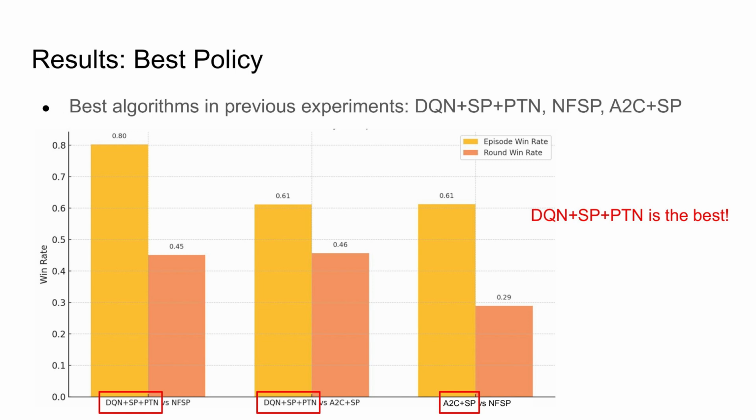To identify the best policy, we compared the three best policies from the previous experiments. The chart shows the episode win rate and round win rate of the left agent. As a result, DQN with self-play and pattern analysis was the best, and A2C with self-play follows.